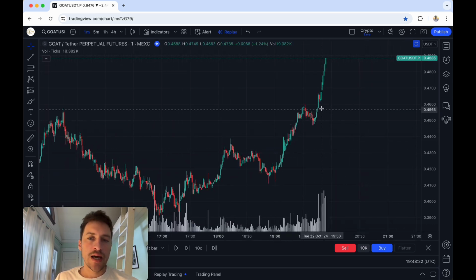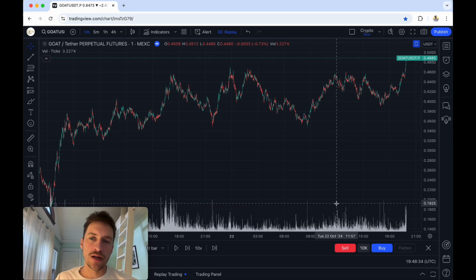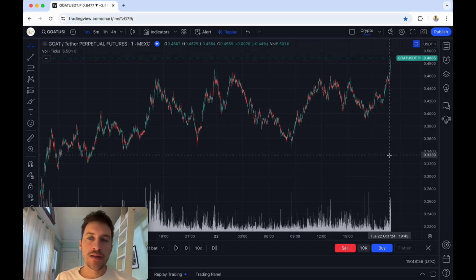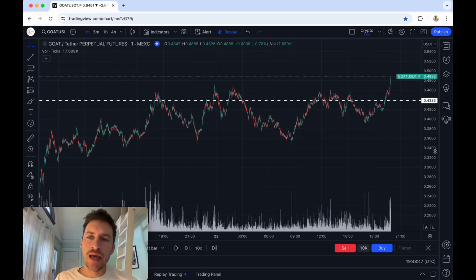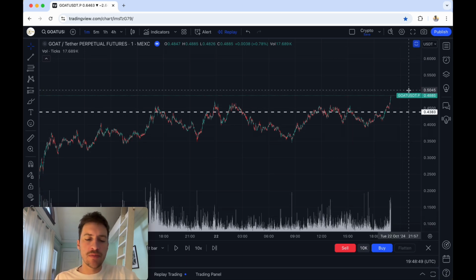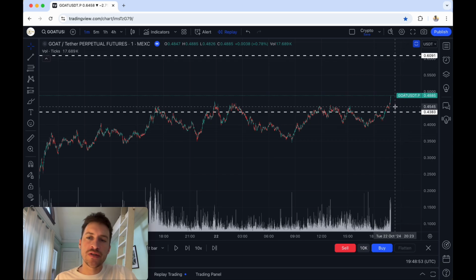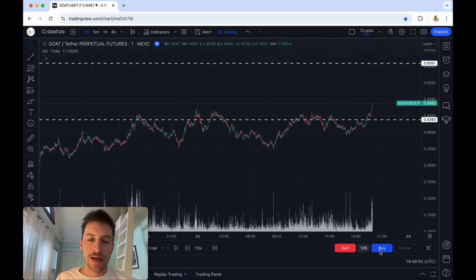Let's go take a look at this. I'm seeing a lot of bullish momentum, a lot of volume here. So price has broken the high. I'm going to click buy. As for my stop loss, I would probably put it maybe around here. And after I push buy, let's set my take profit a little bit above 0.6. So I'm going to lock that in. I'm going to hit buy, and we're going to see what happens.